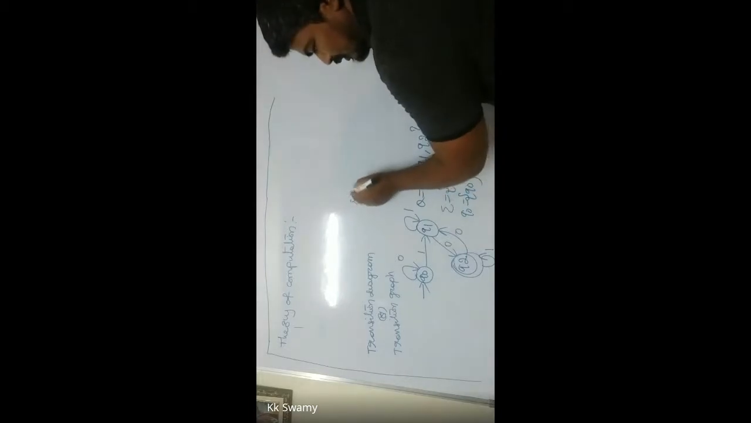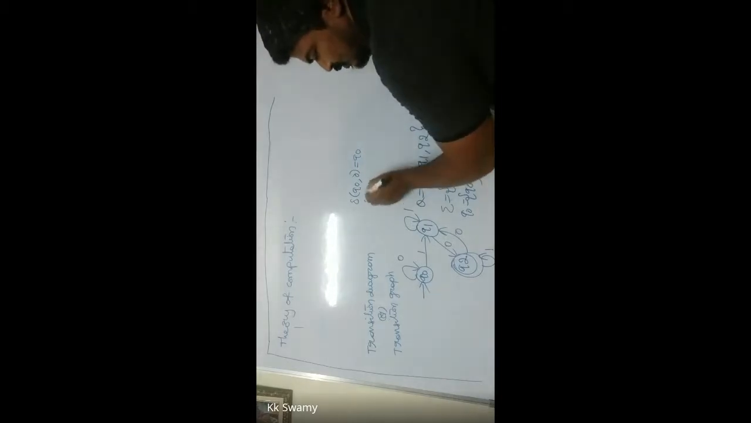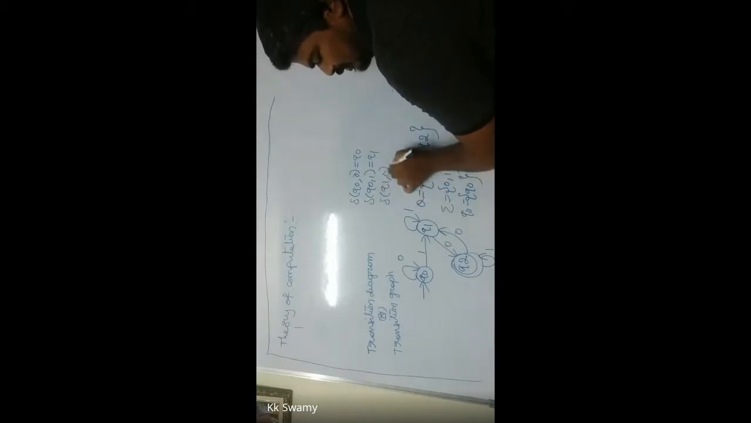Next one is the transition function. Delta of Q naught comma 0 equals Q naught. Delta of Q naught comma 1 is Q1. Delta of Q1 comma 0 is Q2. Delta of Q1 comma 1 is Q1.